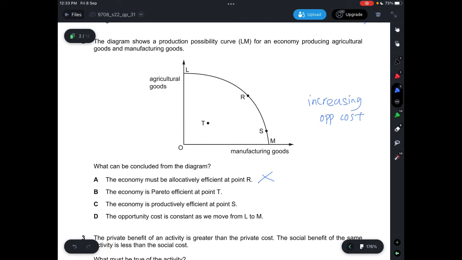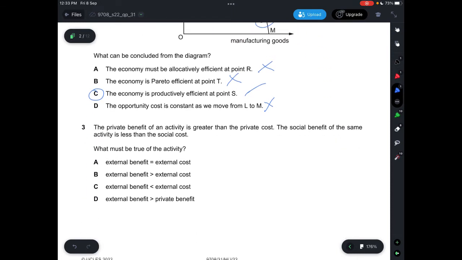Right. B, it says the economy is Pareto efficient at point T, which is incorrect because point T is within the PPC. And C, the economy is productively efficient at point S, which is correct because it is on the curve. So yes, C is correct. And D, the opportunity cost is constant as we move from L to M, which is incorrect because you can see this is an increasing opportunity cost. So answer is C.